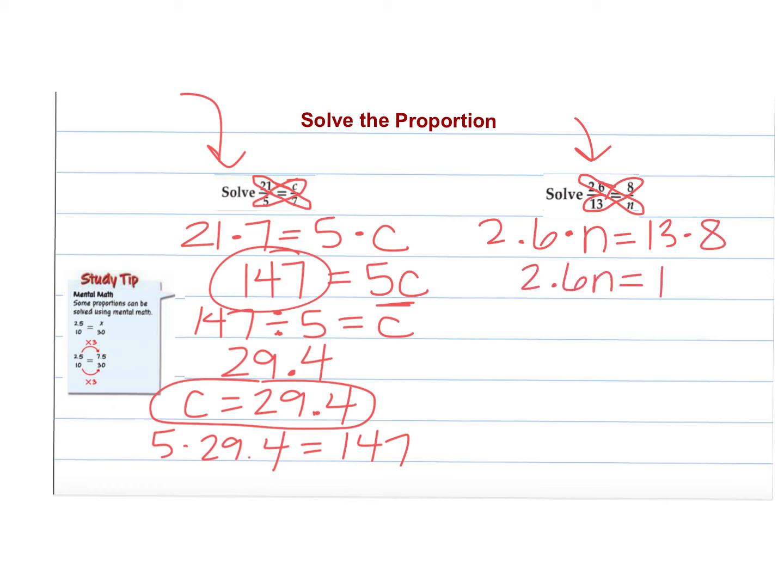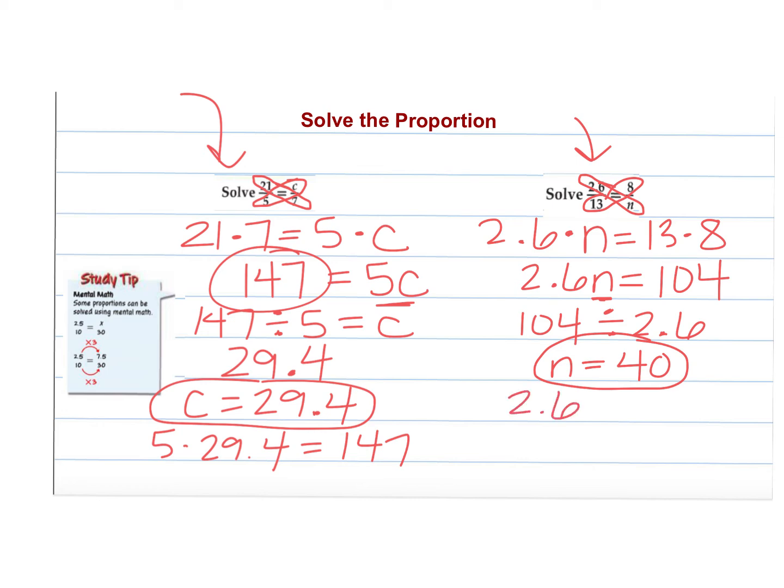2.6n equals 104. And then what I'm going to do is take 104 and divide it by 2.6, because 2.6 times something equals 104. So 104 divided by 2.6 equals 40. So n equals 40. And then I can check by doing 2.6 times 40, and it should equal 104.